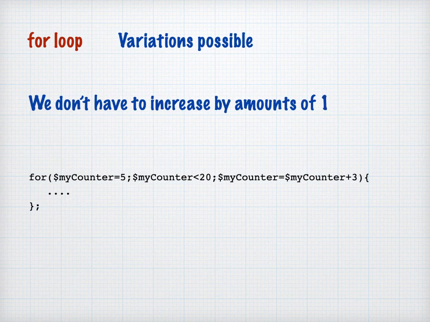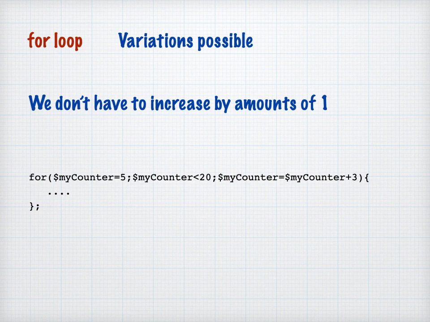Equally then, we don't actually have to increment the counter. There might be occasions when you want to change the amount that you will increase the count by every time. So in this instance, we're going to have a counter called myCounter, and you can see it starts with an initial value of 5. And this loop will continue while myCounter is less than 20. But have a look at the third part. You can see here we're doing something a little bit different. What's going to happen is every time we go around the loop, we're going to add 3 onto myCounter.